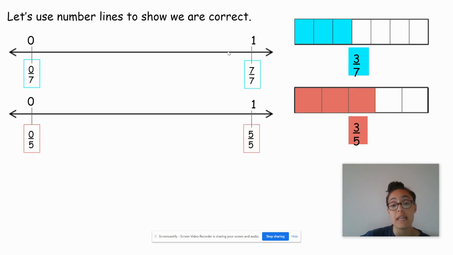So I then label my whole. 1 whole is 7/7 and 5 fifths. We know if I have 5 total pieces out of 5, I have 1 whole rectangle shaded in, and the same thing for 7 pieces.